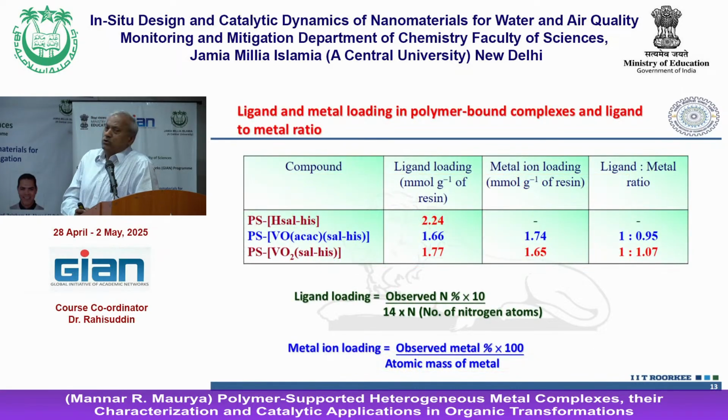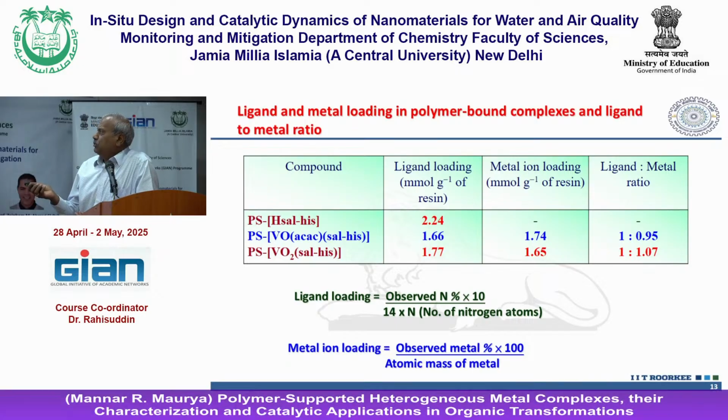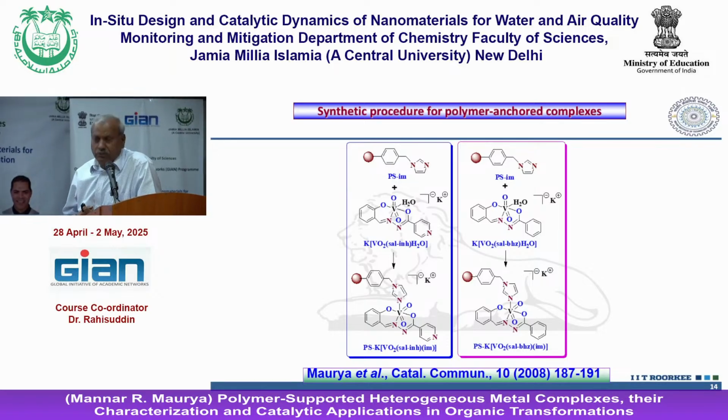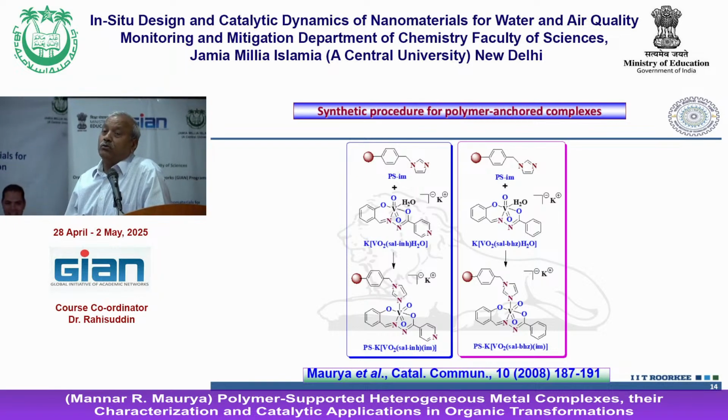The ligand to metal ratio you can find out. These are the two formulas given, where you can calculate the metal loading and the ligand loading. Based on that, the stoichiometry of these compounds can be fixed. See, this is another way. What I showed you is that everywhere either a CH group or NH group or OH group was present to form a covalent bond with the polystyrene. Here, this is another way around.